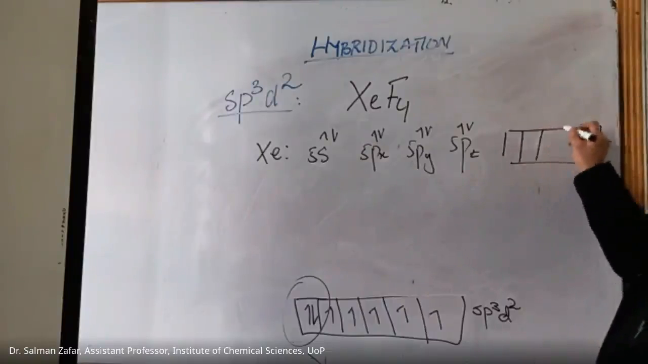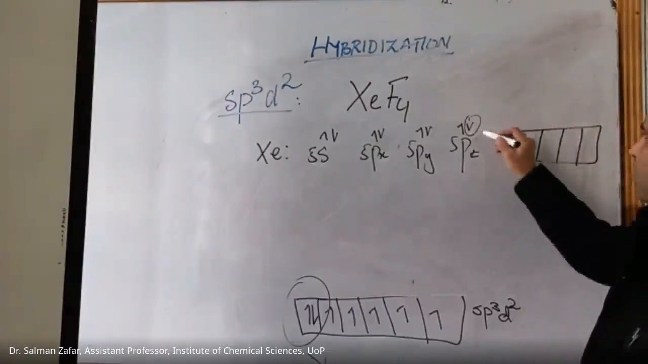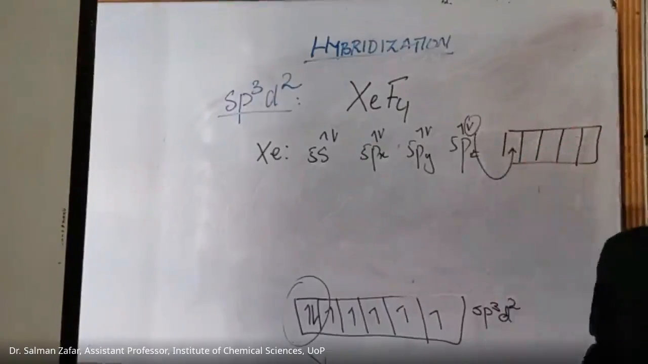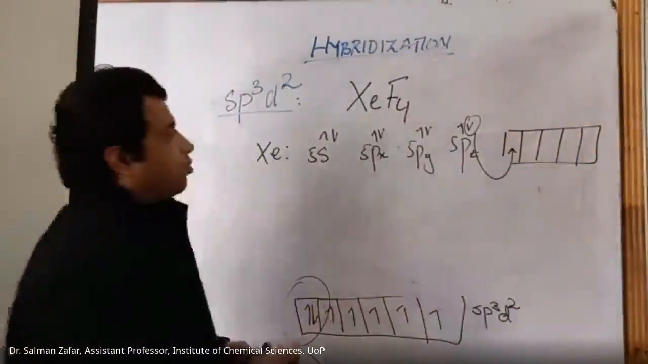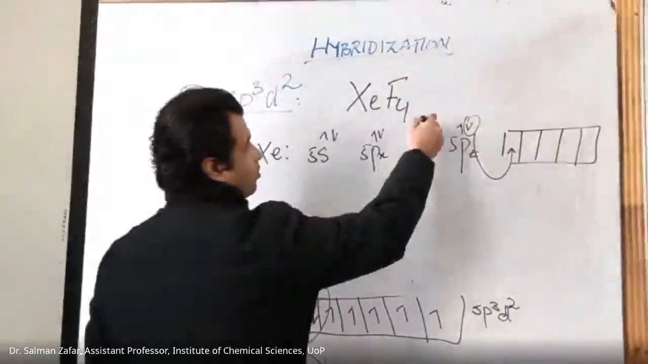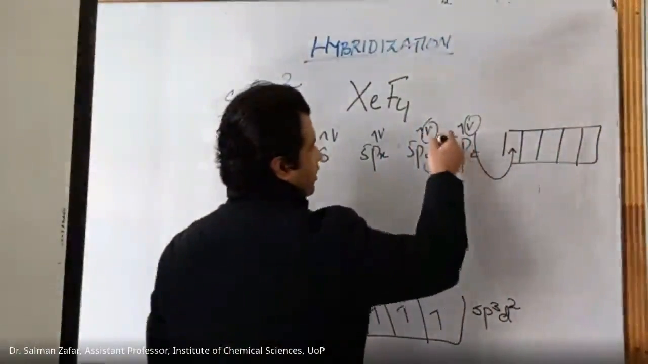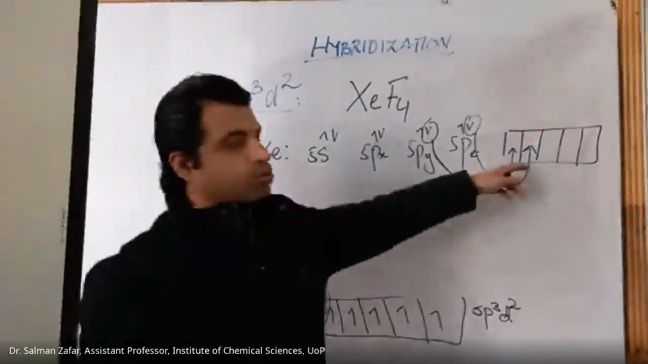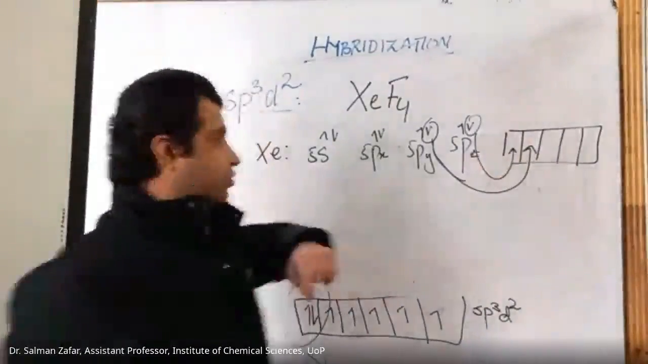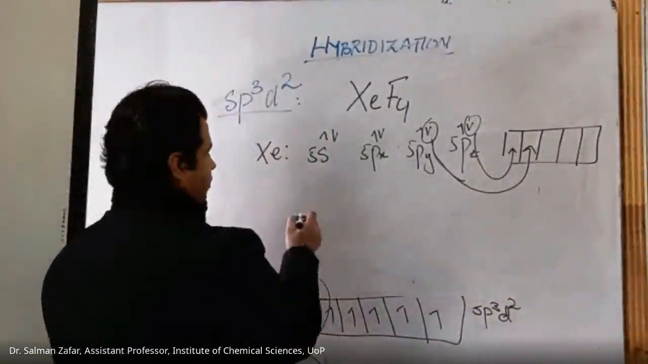Again, 1, 2, 3, 4. So one of the electrons is promoted from one of the p orbitals into the 5d orbital, and then another electron is promoted from another p orbital into another d orbital. Right?